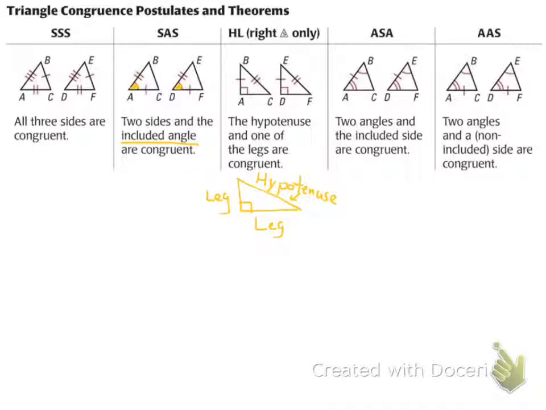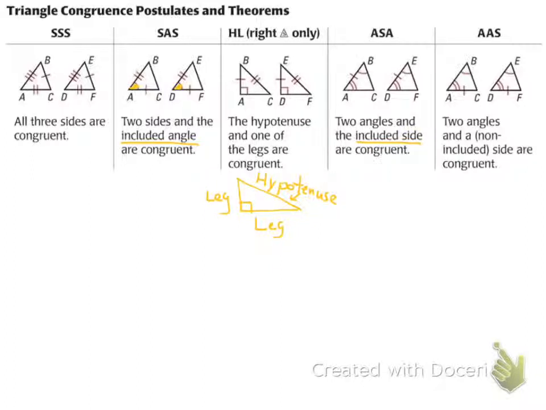So for hypotenuse, leg, you need to have right angles, and you need to have a hypotenuse congruent and a leg congruent. If we look up, we have AB and DE as their congruent legs. It might as well have been AC and DF. We just have to have a pair of each. Angle, side, angle is our fourth one. This is where I have 2 angles and the side included between them. This is kind of like side, angle, side, but reversed: angle, side, angle.